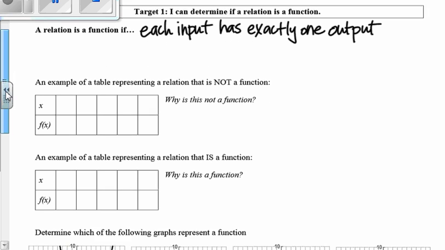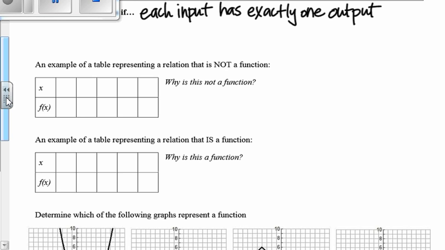This is a horizontal table, but it works the same way as a vertical table. Notice this first question is asking us for a relation that is not a function. So I'm going to fill out some x values. There's no rhyme or reason for these different x values. I just started at 1. And notice I do have two 3s here, and I did that on purpose.